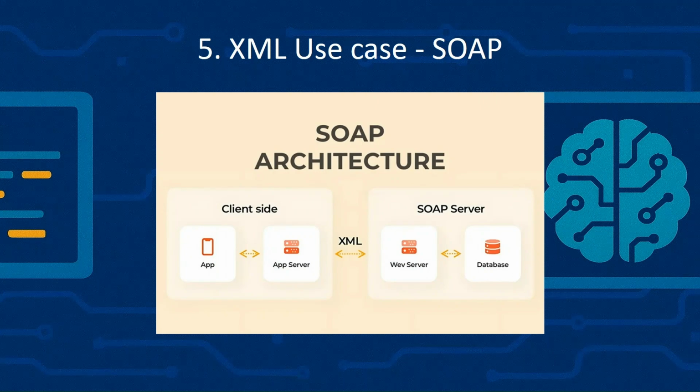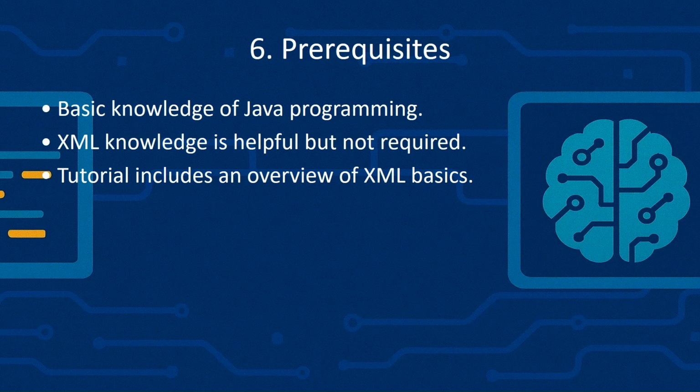Then the web server will use that request. It will have data, it will have queries, it will have so many things. It will take that XML to the database layer, wherein we can fetch the data from the database and give it back to the web server, and that data will be provided back to the application server on the client side, finally to the application in the form of some UI. So here is a small use case of why we need XML.